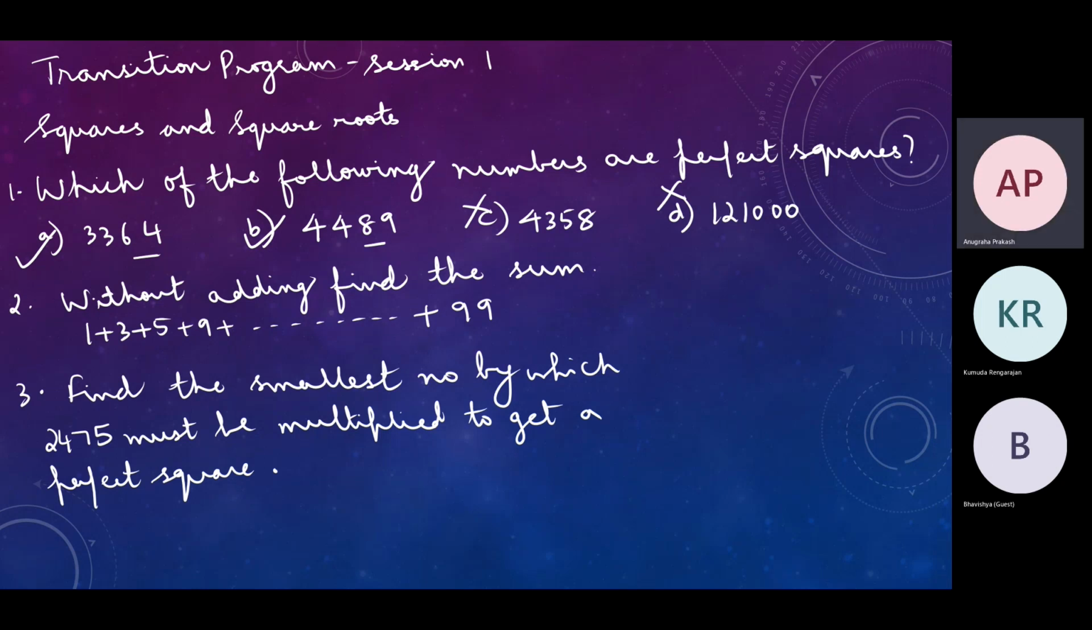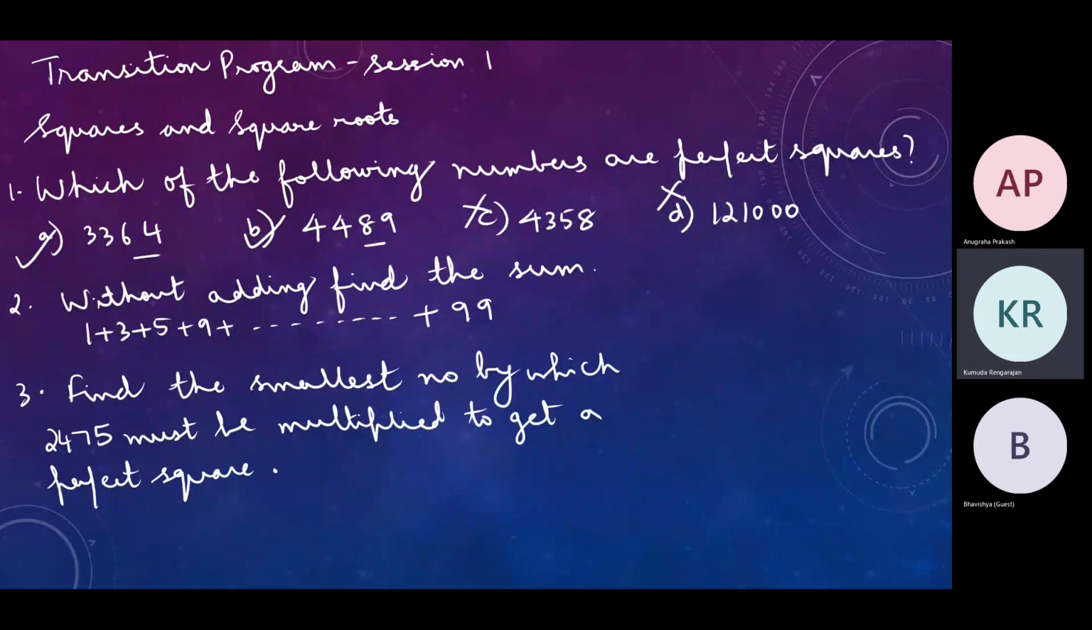Ma'am, the answer is 50 square, ma'am. 50 square, huh? Yes, ma'am. Okay. Oh, I forgot to write a 7 here. Sorry. 1 plus 3 plus 5 plus 7 plus 9. Sorry, this is 7. Okay. So 50 square. How many odd numbers from 1 to 10?